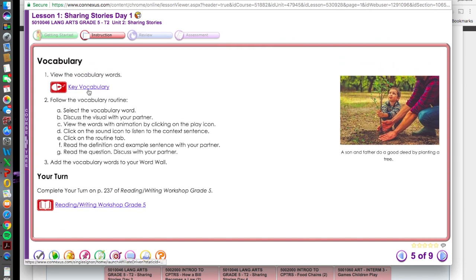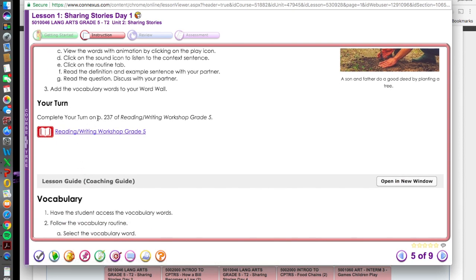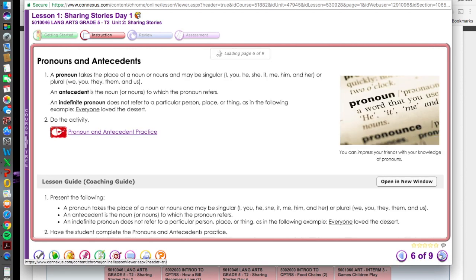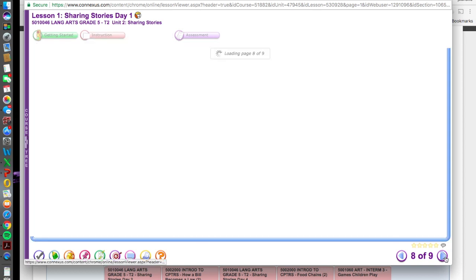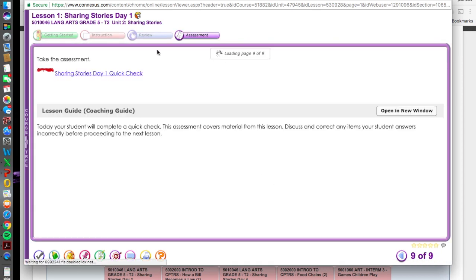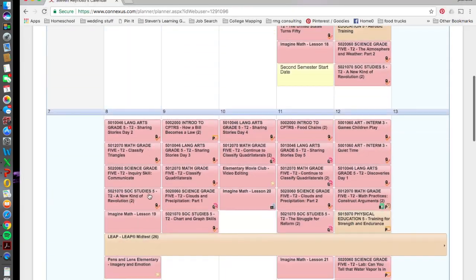Then for the vocabulary words, what I'll do is I will have him write down his vocabulary words in a notebook so that way he can practice that. And then he also has to do page 237 in his reading writing workshop book. And it keeps going. So I just look at everything that we have to do for the week and prepare, and then he can go ahead and take the quick check for that day.